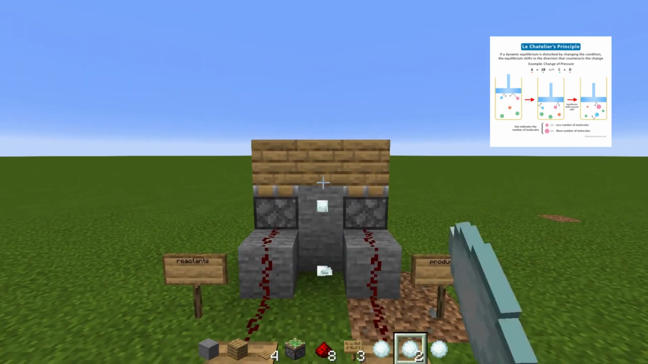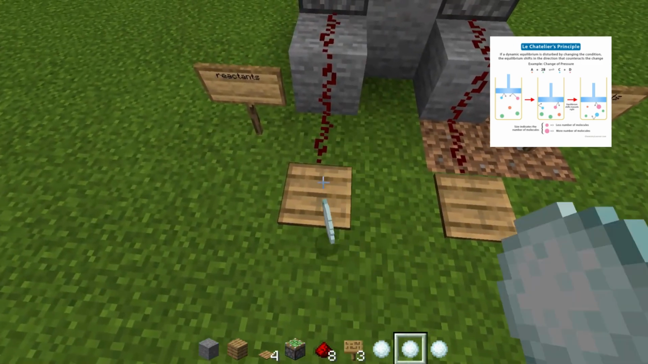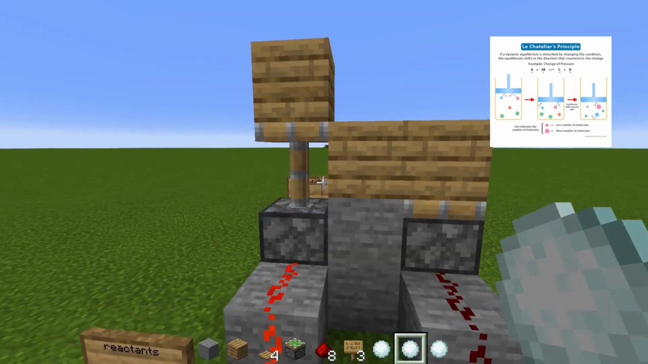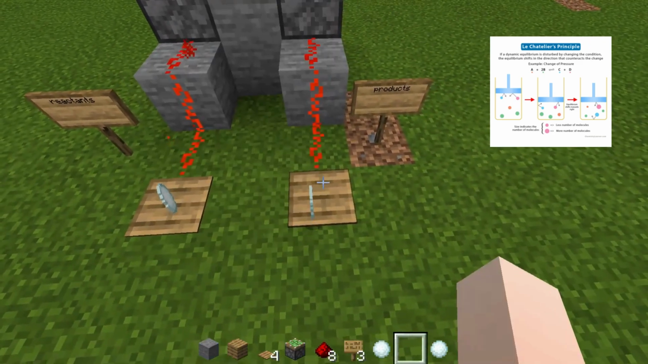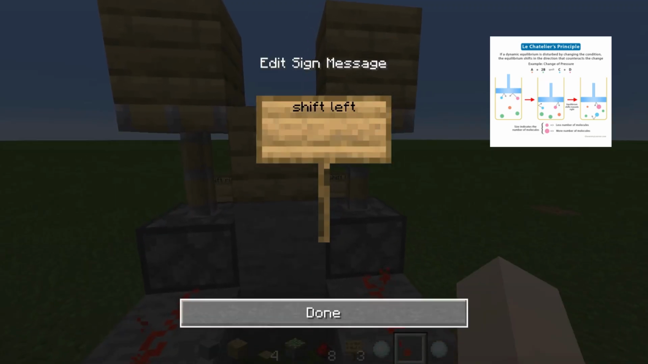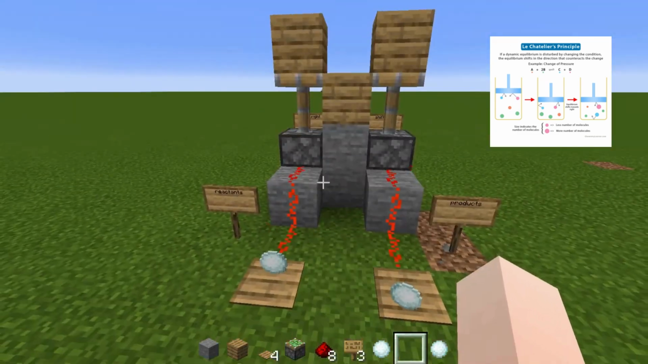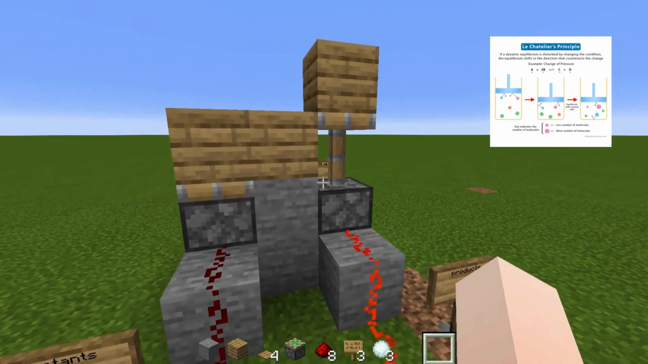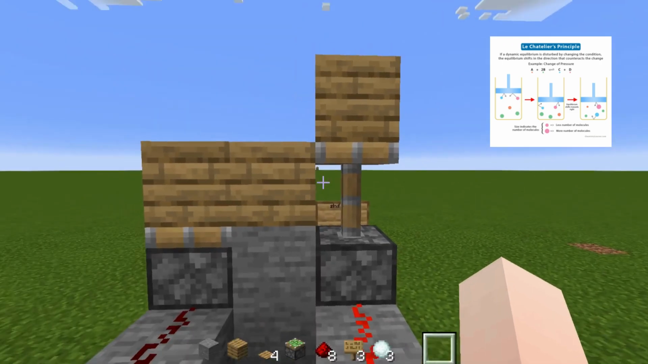Here's another demonstration. The snowballs in my hand represent me adding. So right now I've added reactants, and we can see that our equation will shift right. If I add onto both sides, this stays at equilibrium. But now that I have added only products, we can see that according to Le Chatelier's, we shift left.